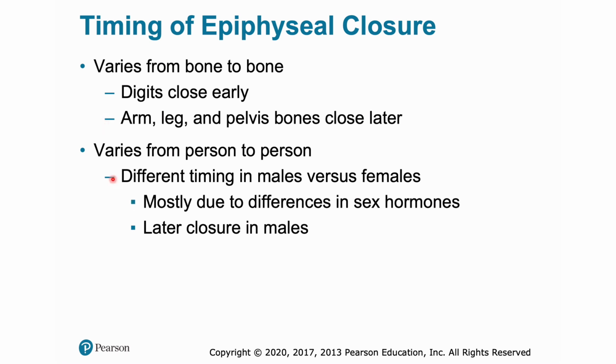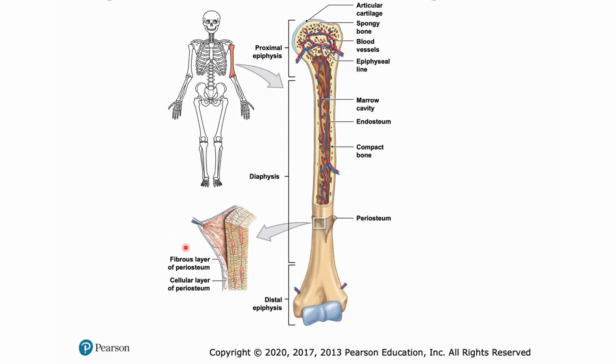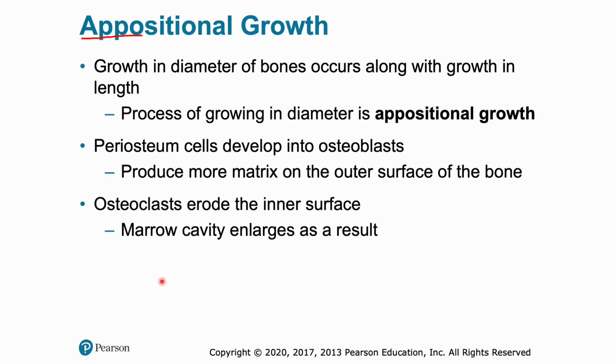Thus far, we have discussed growth in bone length. While the bone lengthens, its diameter also enlarges. This enlargement is called appositional growth, and it occurs as cells of the periosteum divide. The periosteum is a covering of the bone which has two layers, an outer fibrous layer and an inner cellular layer. It is the inner cellular layer that develops into osteoblasts and produces additional bony matrix.